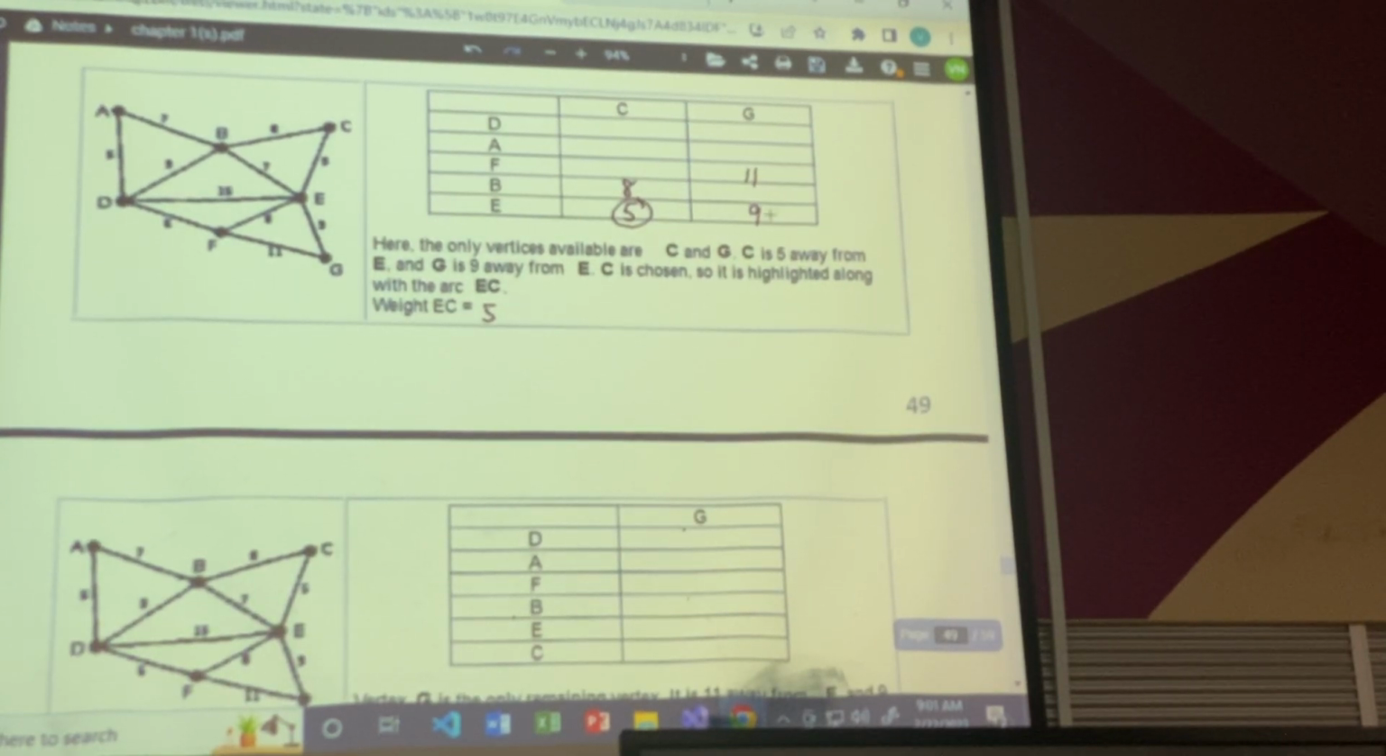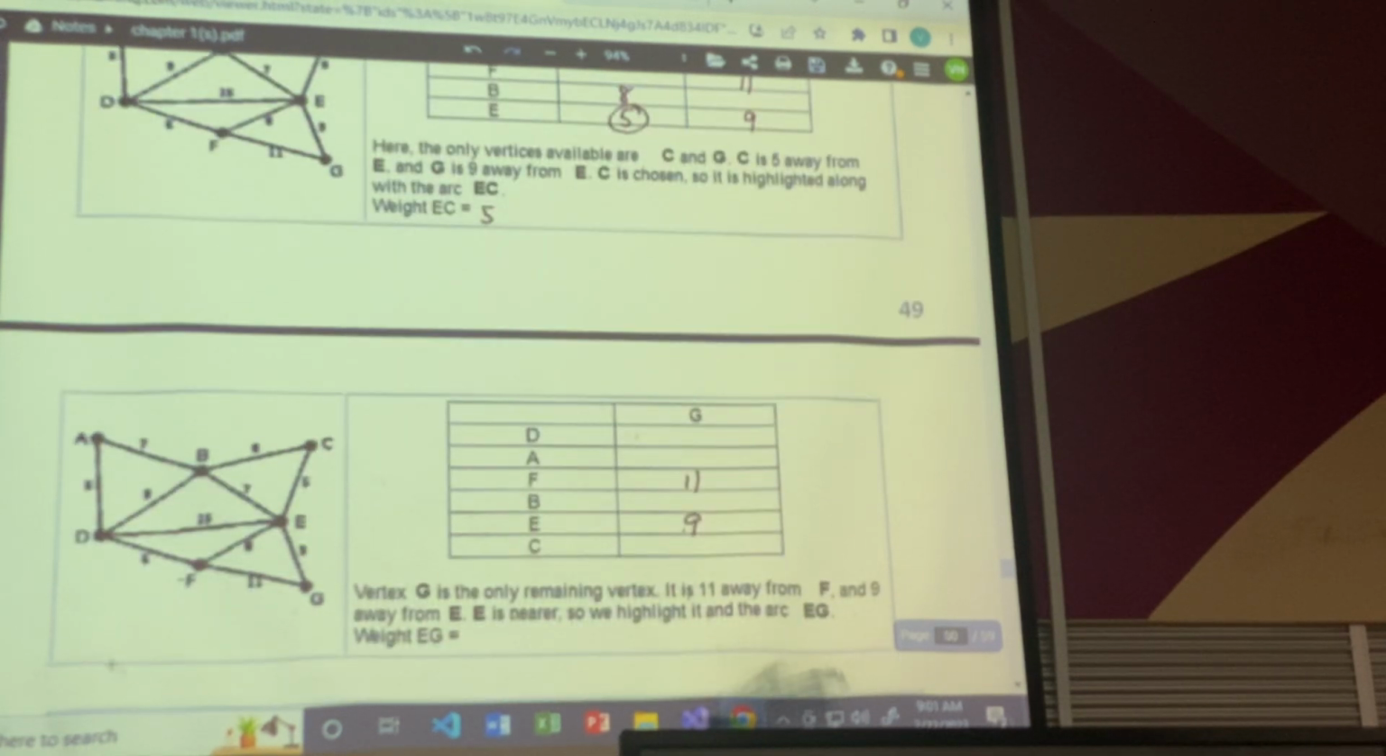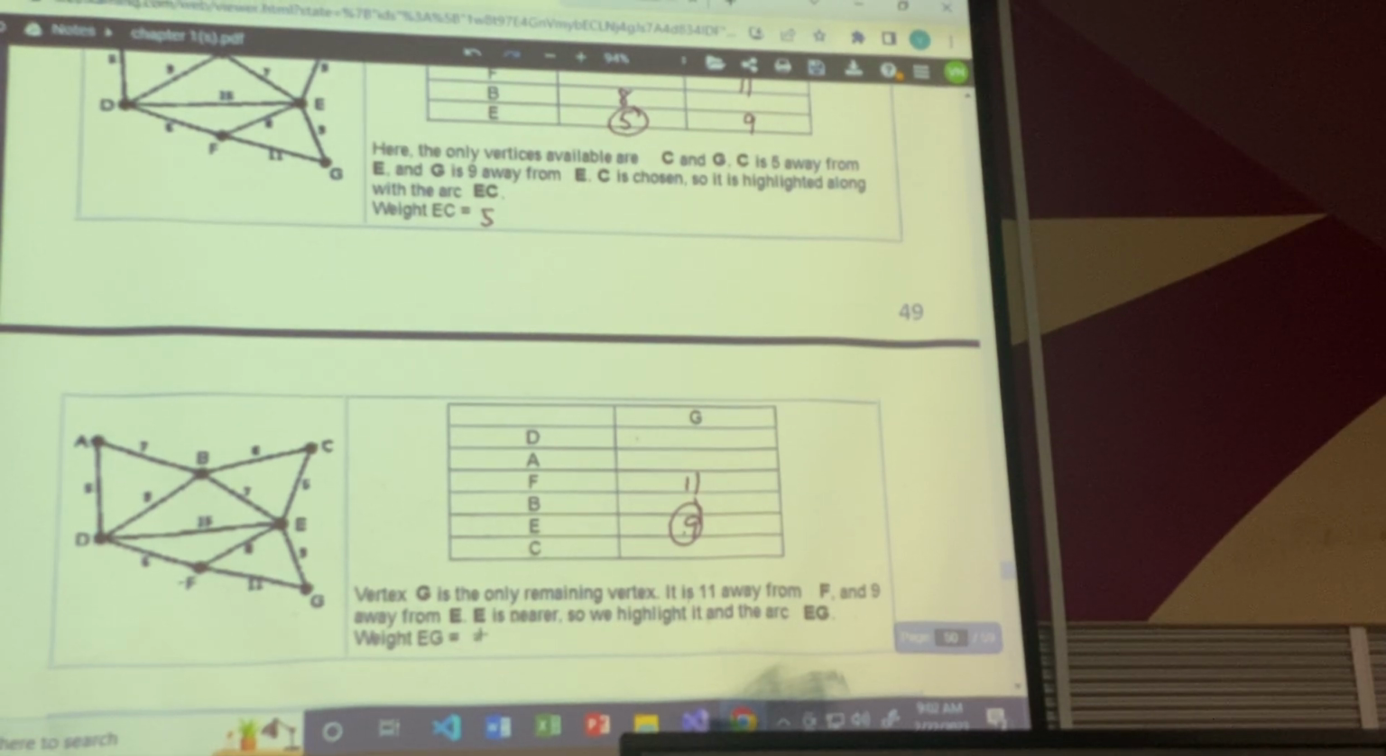That means here only the G column is left. So F to G is 11, E to G is 9, and C is connected to which? C is connected to B and E. So no more already, right? C connected to B and E are all in already. So now only these two are left. That's why the minimum will be 9. So we have EG is 9.